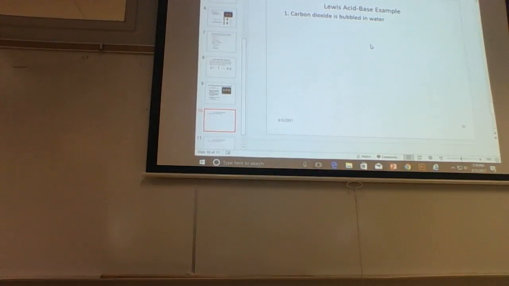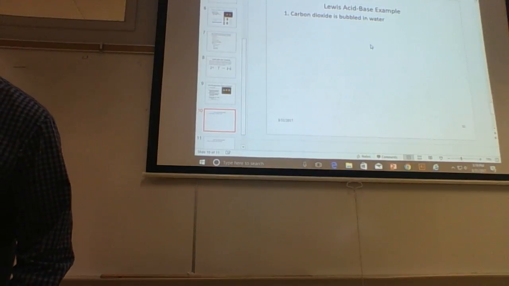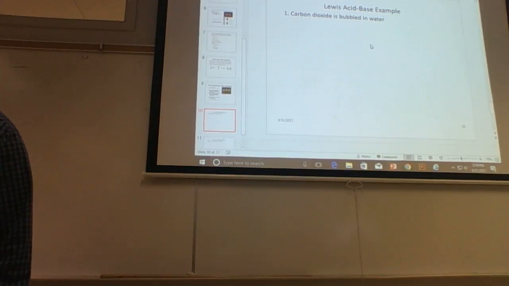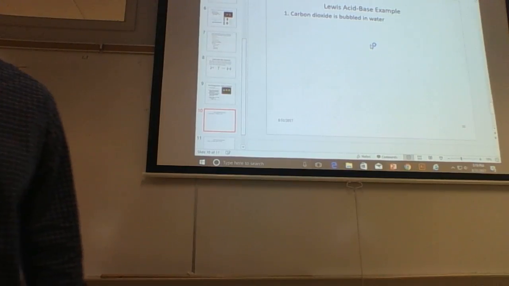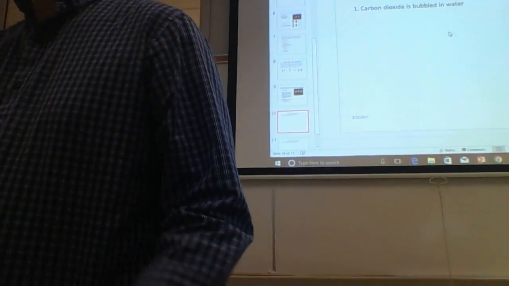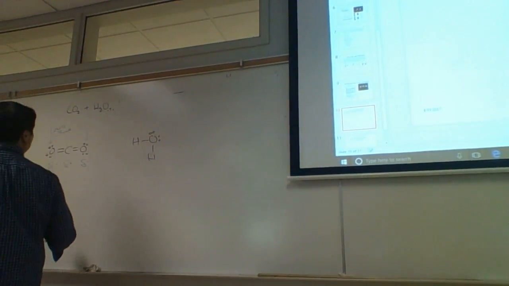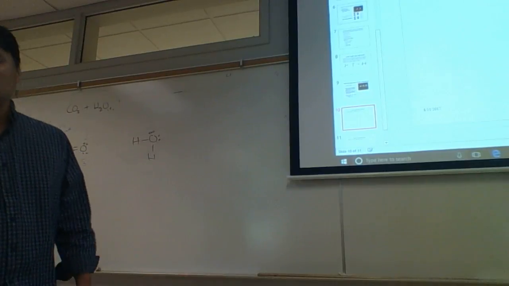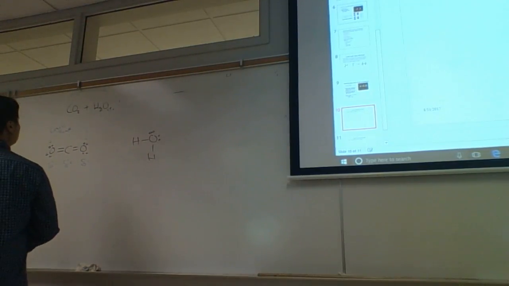Now, how can the carbon take another pair of electrons? Because the carbon already has an octet. If the carbon already has an octet and gains another pair of electrons, it's going to have an expanded octet. Can carbon have an expanded octet? Is it possible for carbon to have an expanded octet? No, it's not possible. But if we rearrange the electrons, it is possible. And so let's take a look at that here.